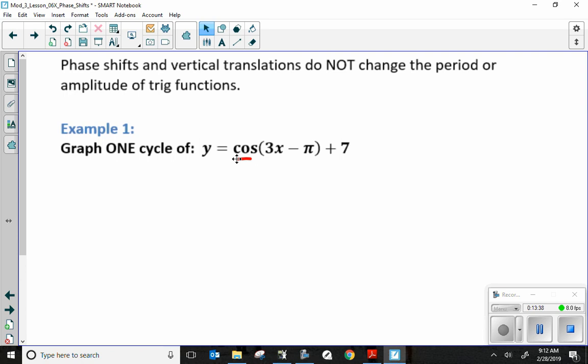So let's look at example 1. Graph one cycle of y equals cosine of 3x minus pi plus 7.